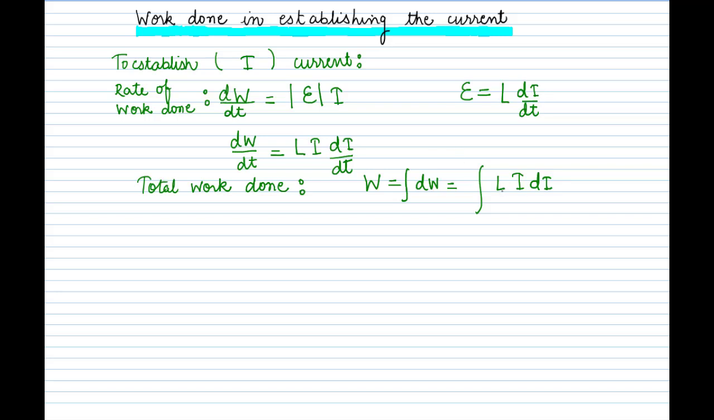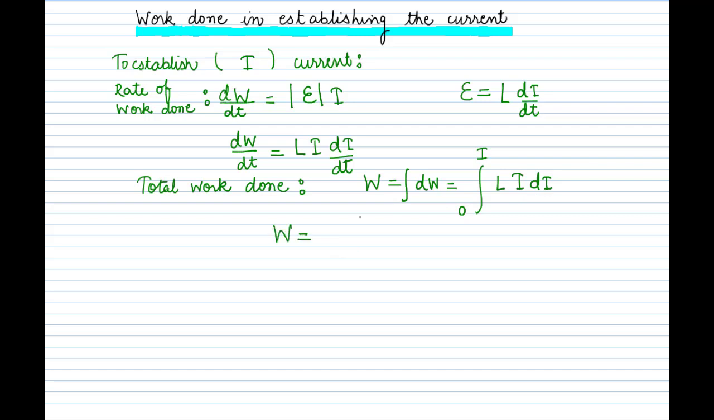So you see here L is a constant and only I is varying. Initially the current is 0, then we have to take it to the value I. So the integration limits will start from 0 to capital I. Initially there is no current, and finally we want to establish the current capital I. So the limit goes from 0 to I, and the value is L I dI. Now integrate this, you will have the total work done.